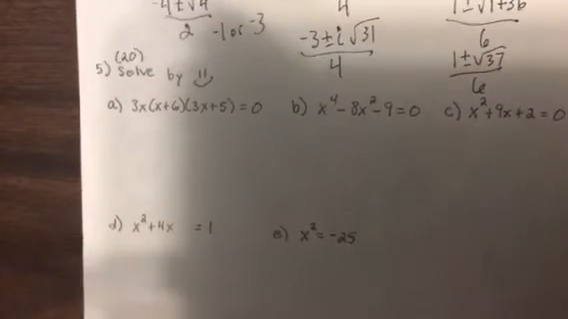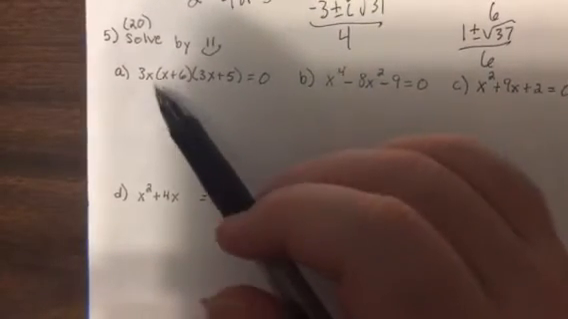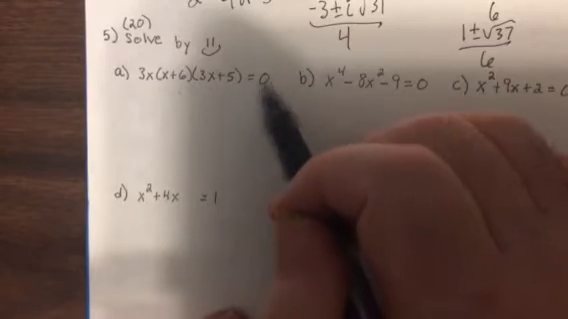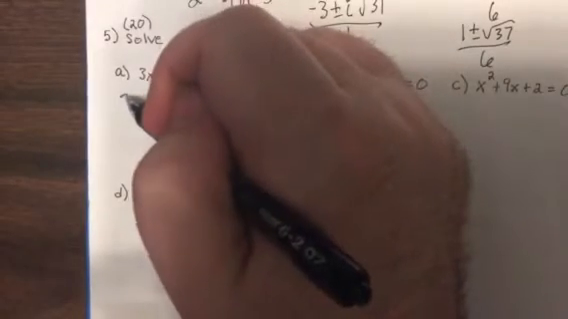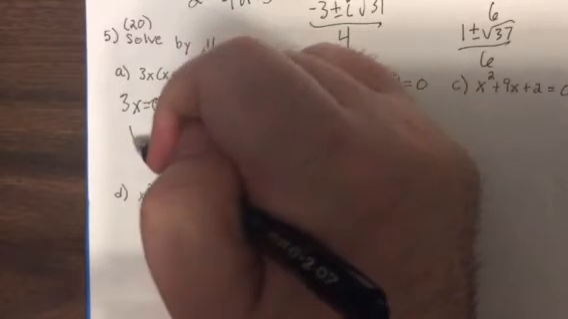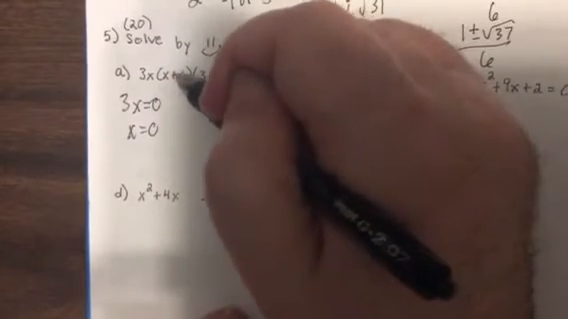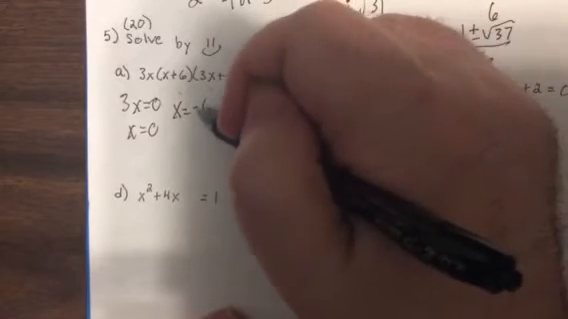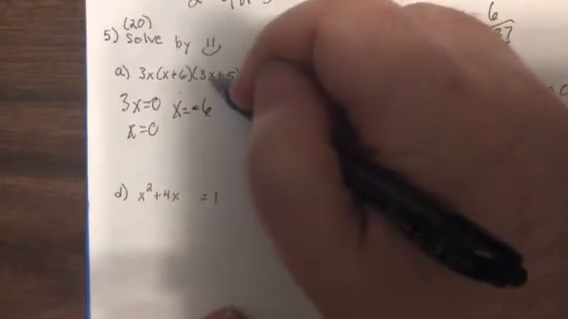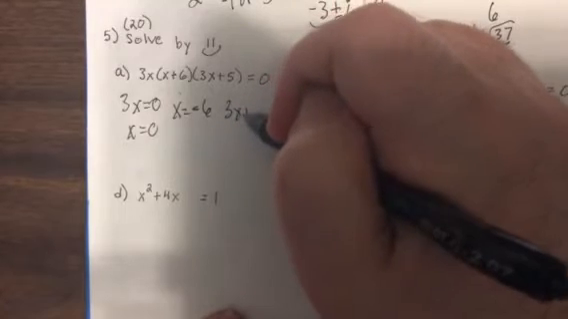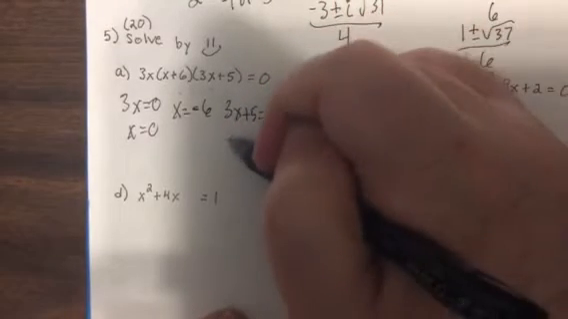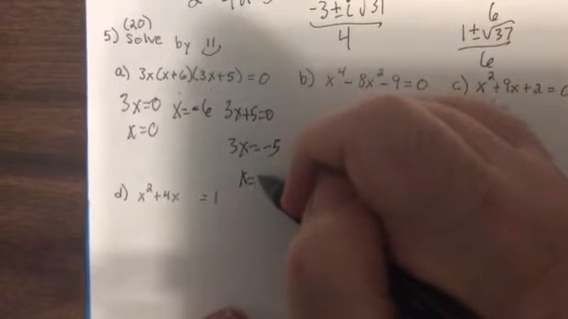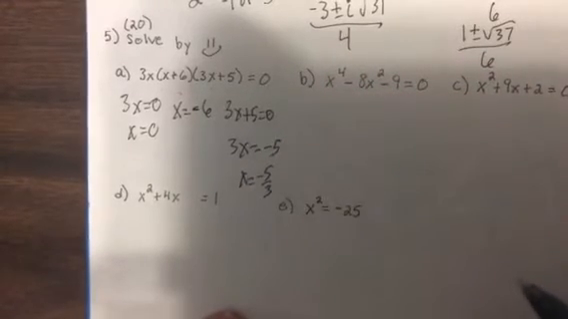Okay, solve. I don't know if you remember, when we started this, I said you would get this wrong, and a lot of you did. It's equal to 0. It's products. So go 3x equals 0, so x equals 0. X plus 6 equals 0, so x equals negative 6. That's a negative, by the way. 3x plus 5 equals 0. So 3x equals negative 5. So x equals negative 5/3.